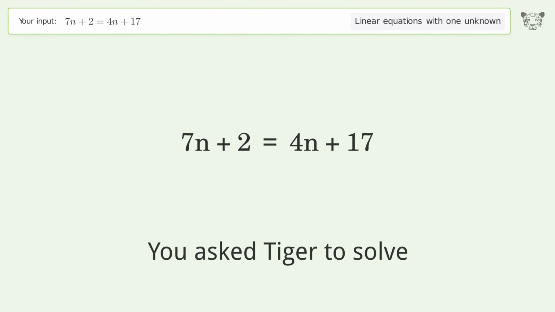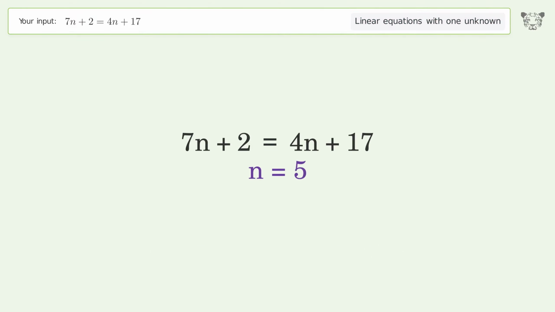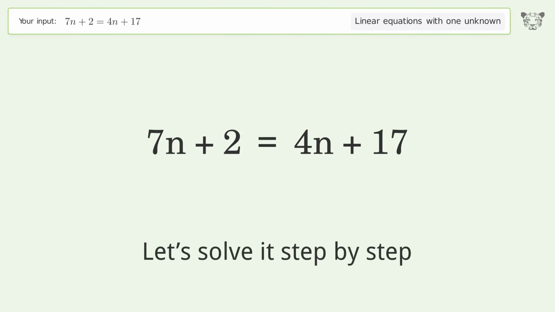You ask Tiger to solve. This deals with linear equations with one unknown. The final result is n equals 5. Let's solve it step by step.